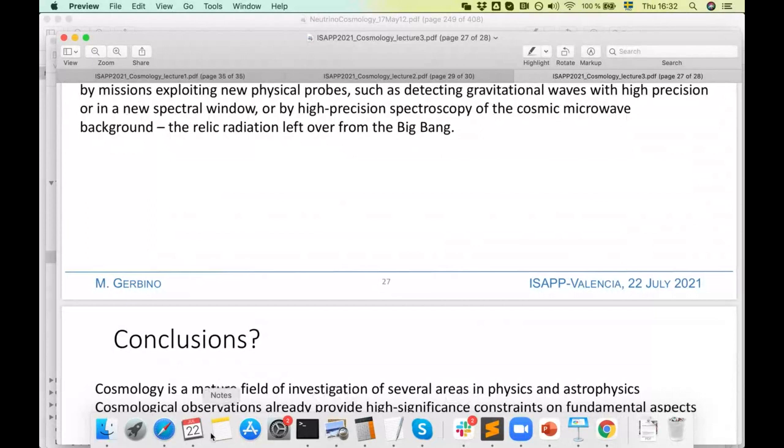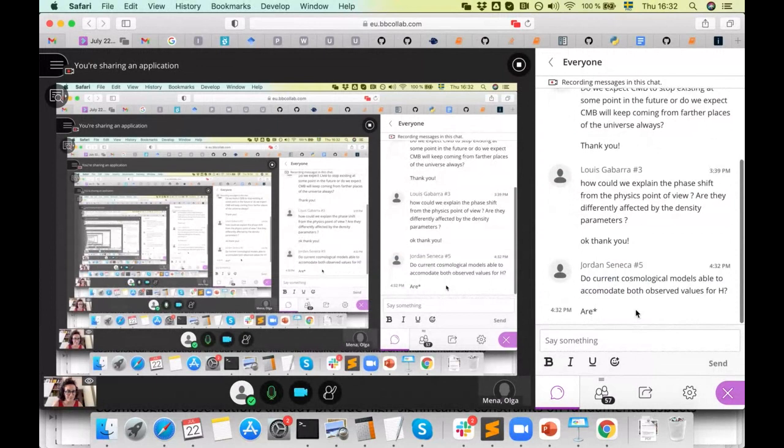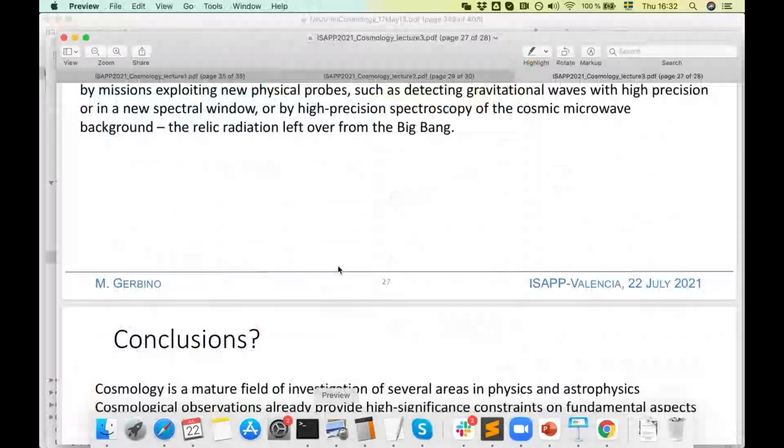So, we have a question from Jordan Seneca. Are current cosmological models able to accommodate both observed values for H-naught? So is there any cosmological model able to explain this discrepancy between low and high redshift measurements of H-naught, I guess he's mentioning.